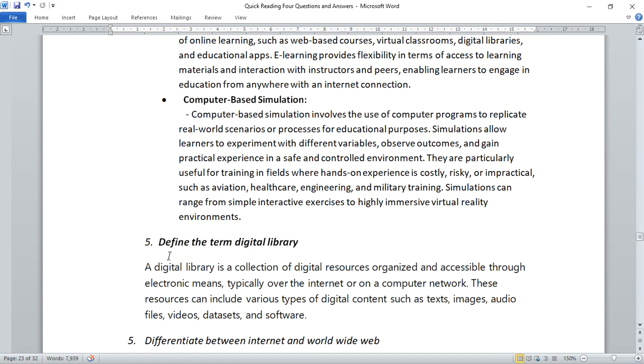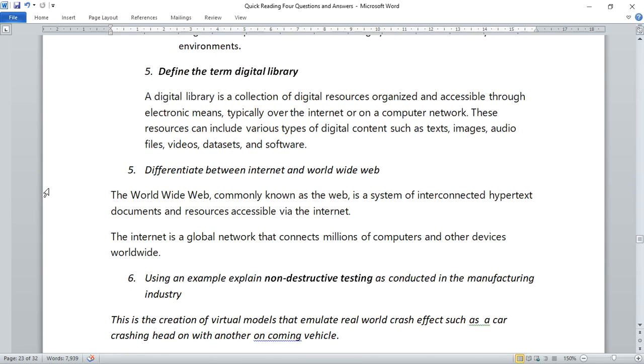Then we have simulation. Simulation is actually trying to do something in a virtual world. Some people may just say you are trying to do an experiment that probably might be dangerous in a real life situation, but you are trying to do it using software or such. So computer-based simulation involves the use of computer programs to replicate real-world scenarios or processes for educational purposes. So you can simulate something like titration or any other experiment.